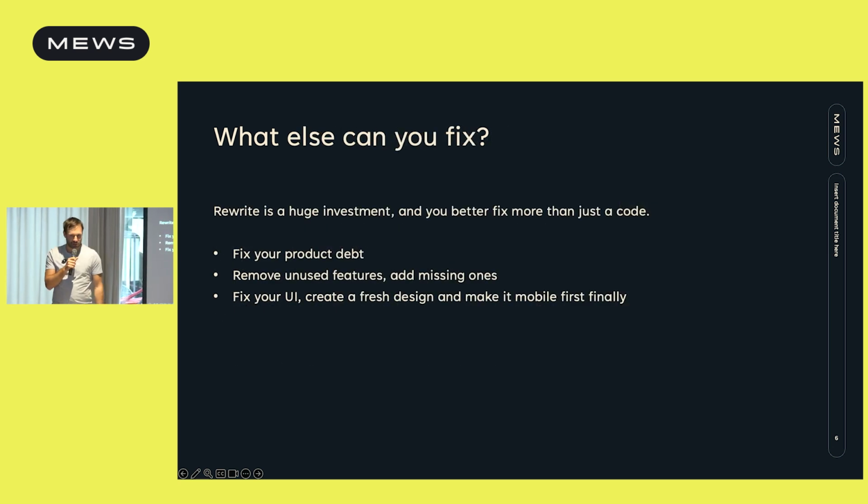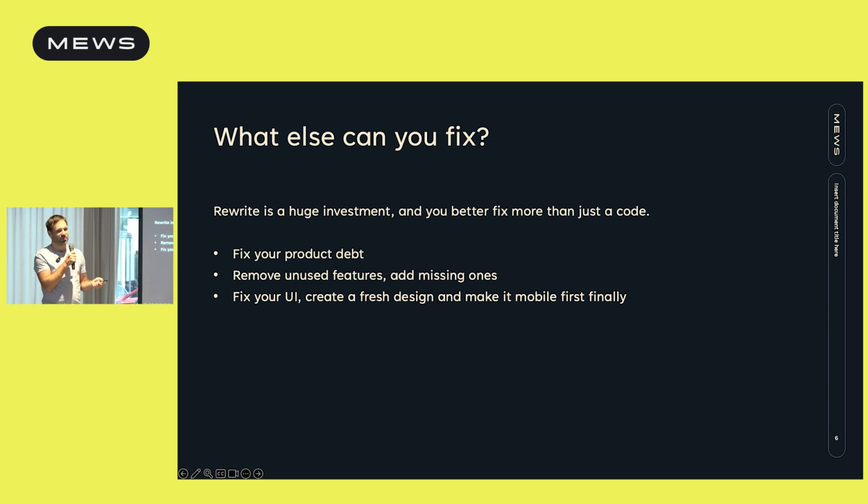Okay, when you start a project like this, maybe we are developers, so we think that everything is in code, right? But it's not always the case. Sometimes you have more debt than just the code. You have product debt, which means that you are missing some features. You can remove some features which are not used. Some features are so-so. Maybe your UI is not up to date. Maybe you realize it's year 2024 and it's time to do a mobile-friendly design.